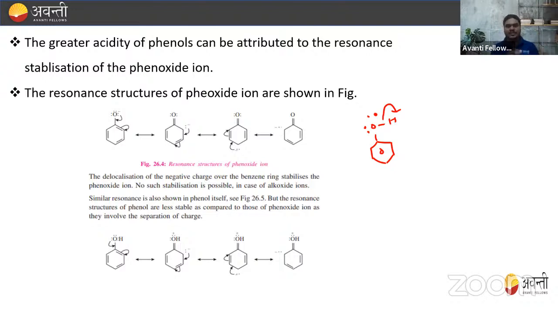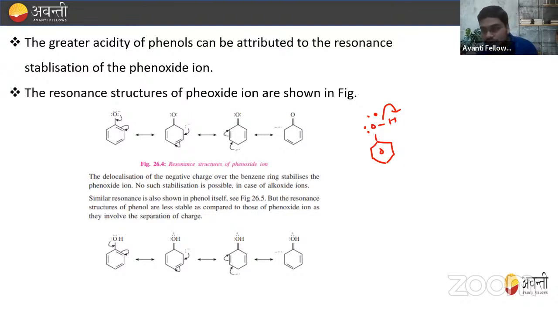Understood, everyone? The delocalization of negative charge over the benzene ring stabilizes the phenoxide ion, and no such stabilization is possible in the case of alcohol, that is, in the case of the alkoxide ion. That's why, if I'm talking about alcohol and phenol, phenol is more acidic than alcohol.